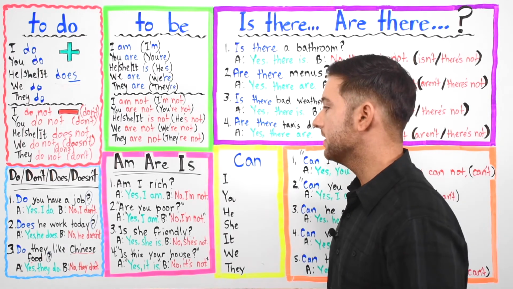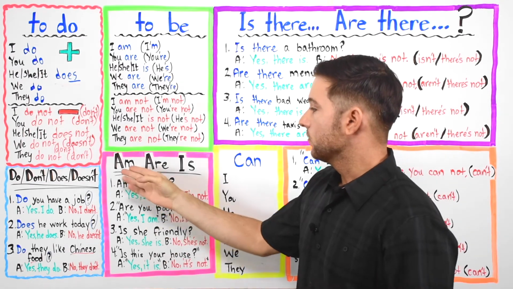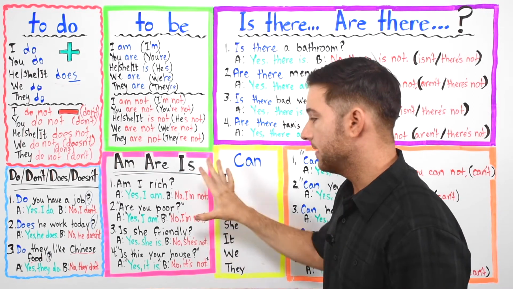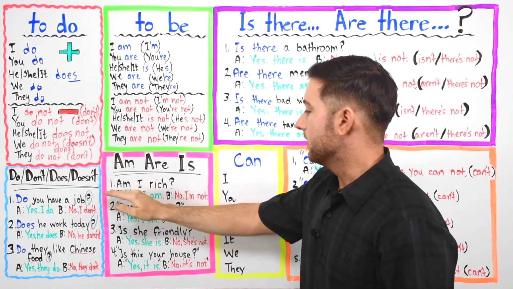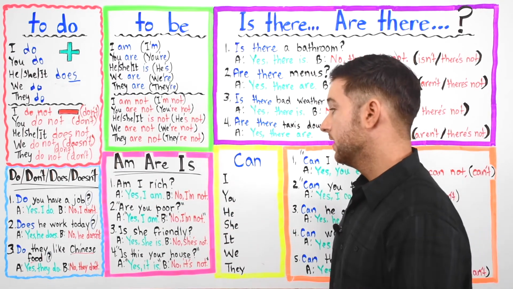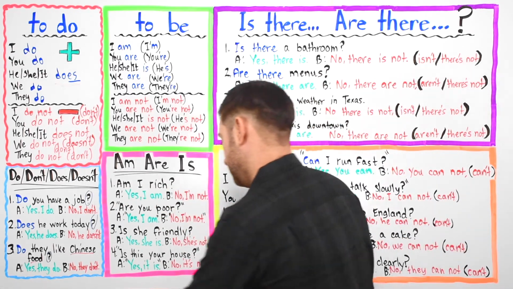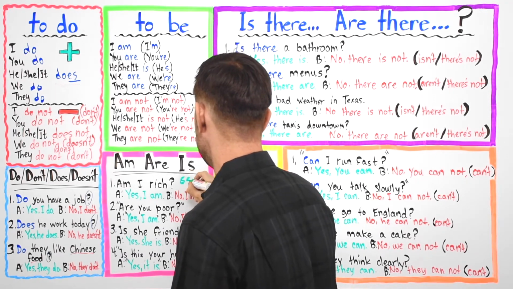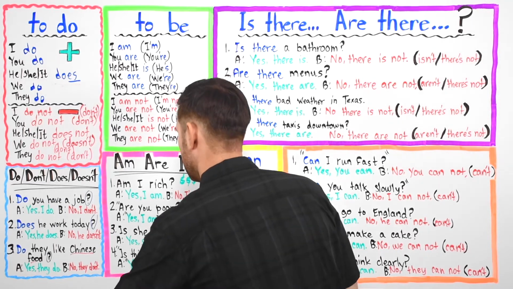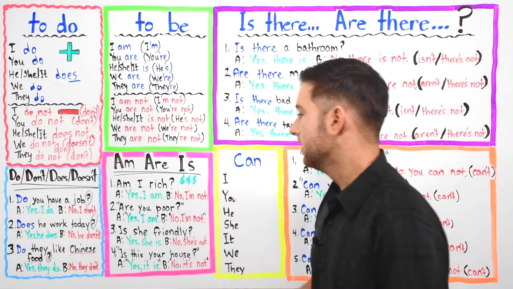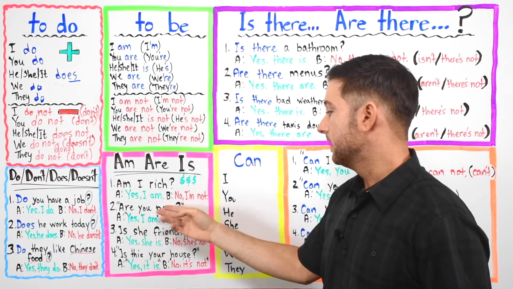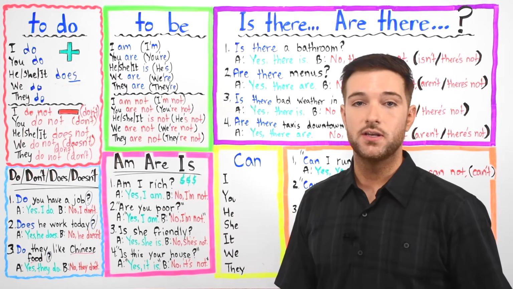So let's go ahead and look at the examples. We're going to use the words am, are, and is. Again, we're making questions. Number one, am I rich? Meaning, do I have a lot of money? Rich is when you have lots and lots of money, like $1 million, $2 million, $3 million. Am I rich? As a response, you can say, yes, I am. Or you could say, no, I'm not.